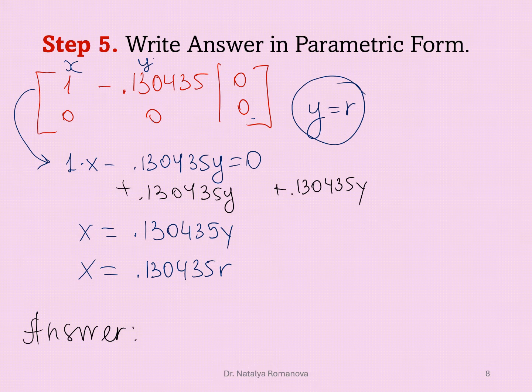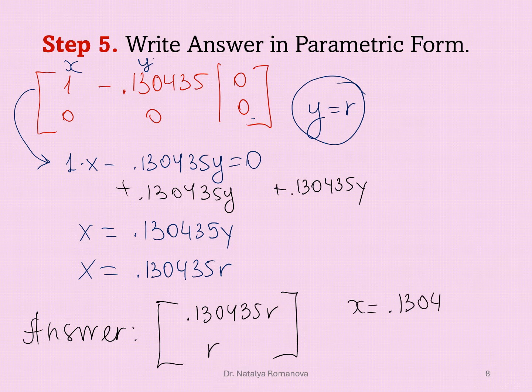So the answer, we can write in matrix form using the parameter: 0.130435r and r. If you don't understand matrix form, you can write the answer like x equals 0.130435r and y equals r, where r is the parameter.